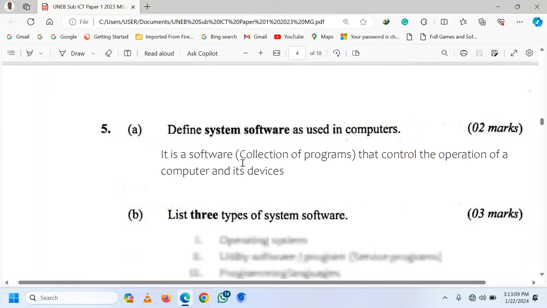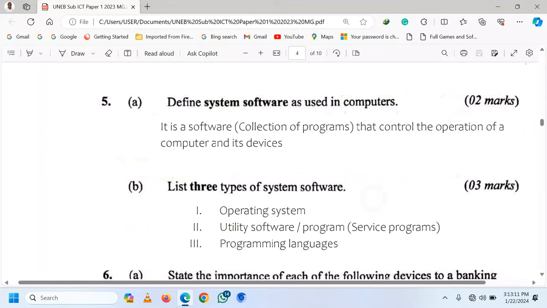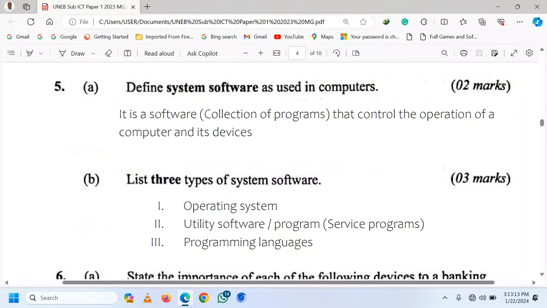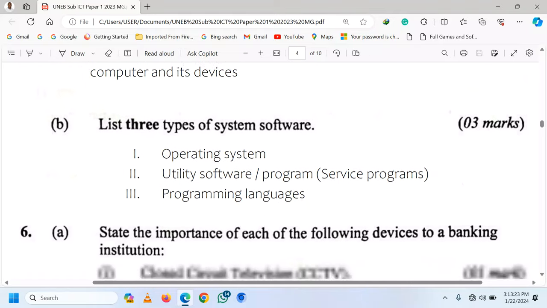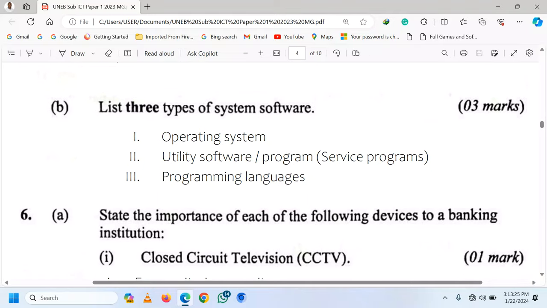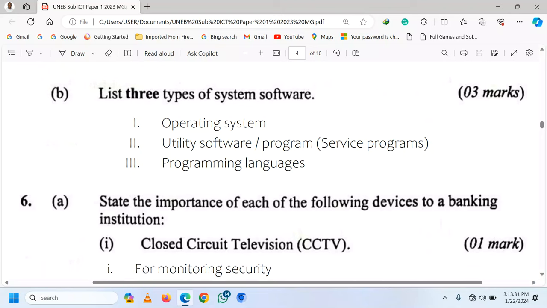More to that, on number five, we are looking at defining what system software is as used in computers. The right definition is there. Then part B was asking to list 3 types of system software. These are the 3 types of system software.